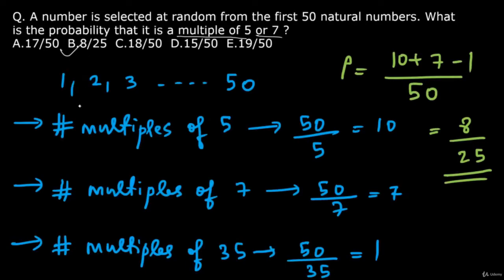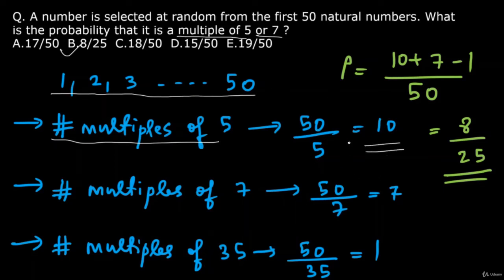Now let's think about this a little bit. Now over here you have the first 50 natural numbers. That's 1, 2, 3, etc. up to 50. Alright. Now we need to check that the number that is selected is a multiple of 5 or 7. Alright. So how many favorable events are there? Let's try to find that out. Now over here the number of multiples of 5 in the first 50 numbers is 50 by 5, which is equal to 10, right?